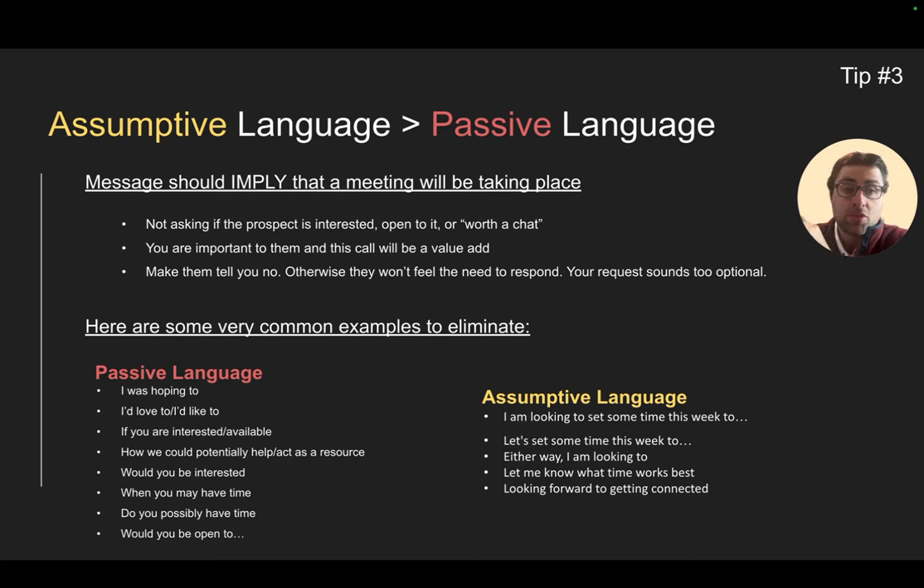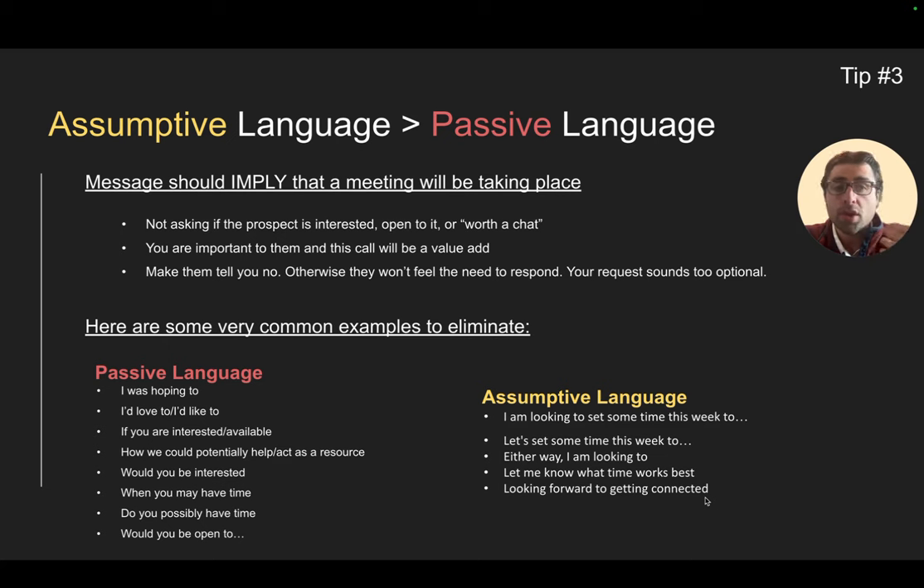You should take the time and try out that structure because it's proven to work. Just take your existing email templates and take out all this language you see that looks like this and replace it with, instead of "I was hoping to set up some time," "I'm looking to set some time." "Let's set some time this week." Either way, "I'm looking to," "let me know what time works best," "looking forward to getting connected."